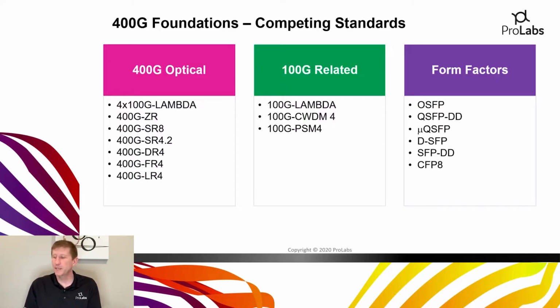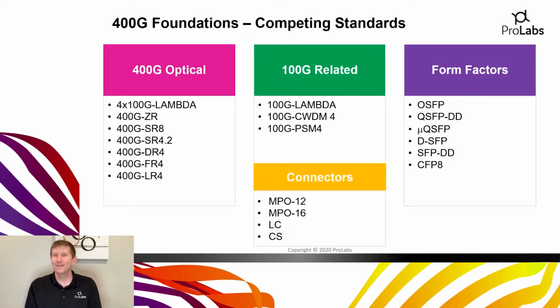OSFP, QSFP-DD, even microQSFP, DSFP, SFP-DD, CFP8 were all standards that were in the queue, ready to go for 400 gig. And then to take that kind of alphabet soup, if you will, to the next level, there's a whole host of new connector types that will also be introduced with 400 gig. So you've got your MPO12, MPO16, your standard duplex LC, and a new CS connector that were all introduced that really add a lot of complexity to a 400 gig deployment.